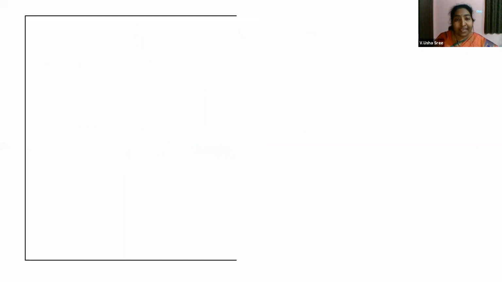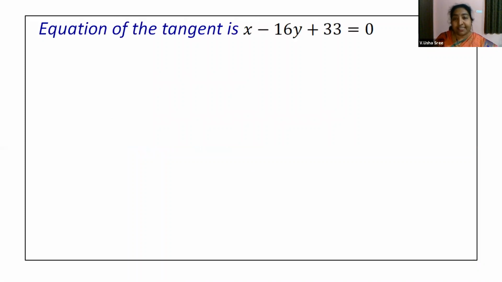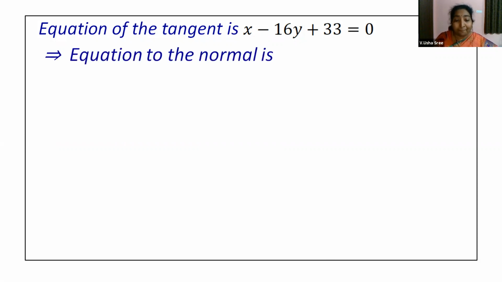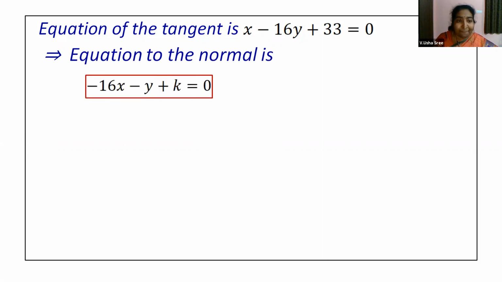Therefore, the equation of the tangent, we are taking it as x minus 16y plus 33 equal to 0. Then what will be the equation of the normal? As I was telling you, if ax plus by plus c equal to 0 is a tangent equation, then bx minus ay plus some k equal to 0 should be the normal, according to our straight lines concept, which we have learned in our first year, right? So the equation of the normal will be minus 16x minus y plus k equal to 0.